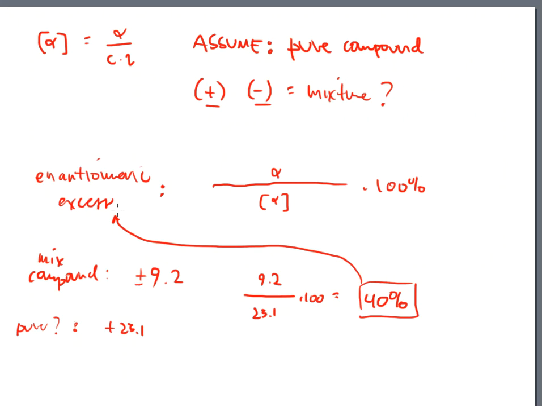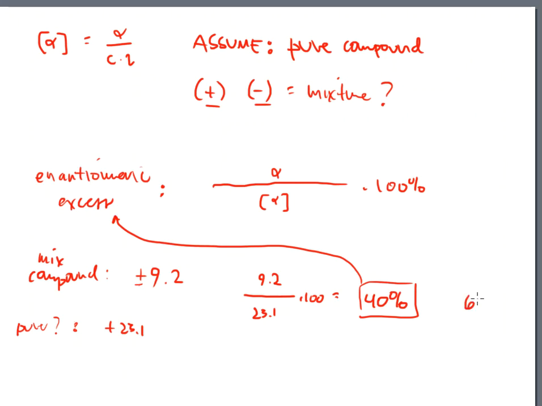This is where people have problems. The equation is simple to solve. And folks, I don't even want you to memorize this equation. I'm going to give it to you on a test. You just got to know how to use it. 9.2 divided by 23.1 times 100. How hard can it get? This is the next part that's the tricky part. You have to understand that 40% is excess. I have 40% more of one than the other based on that value.